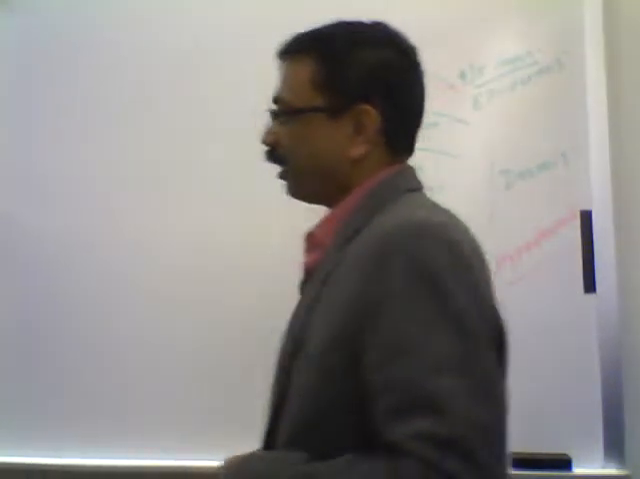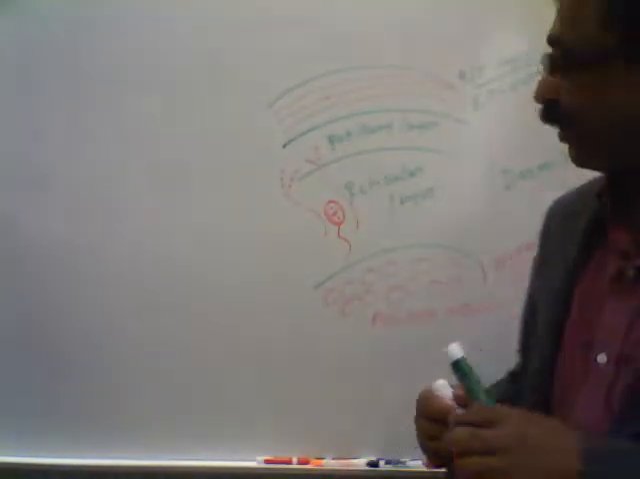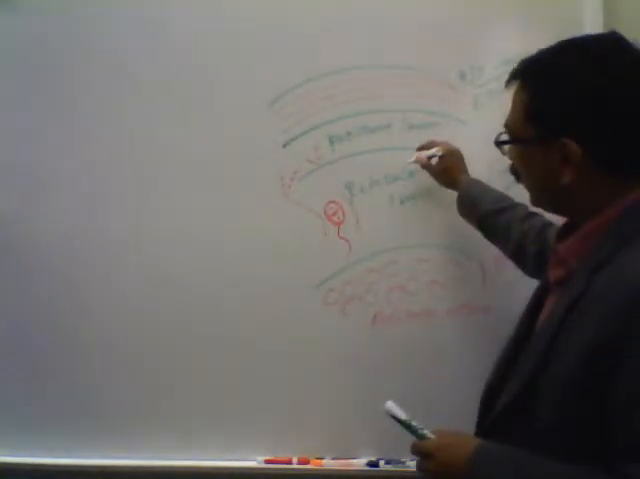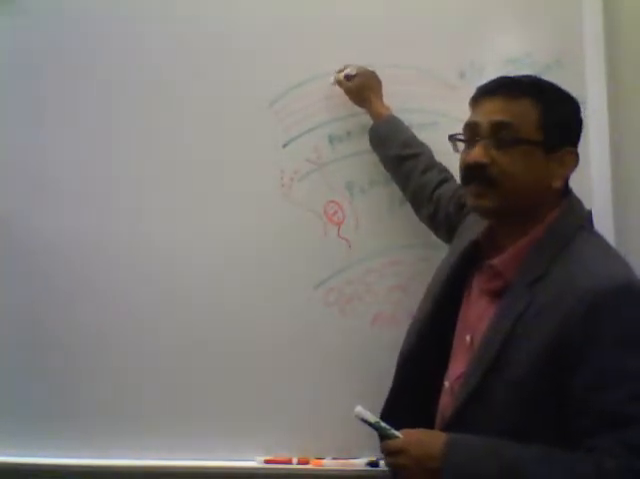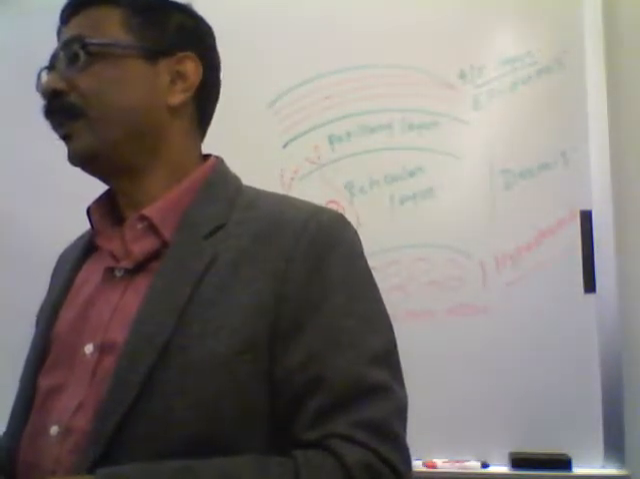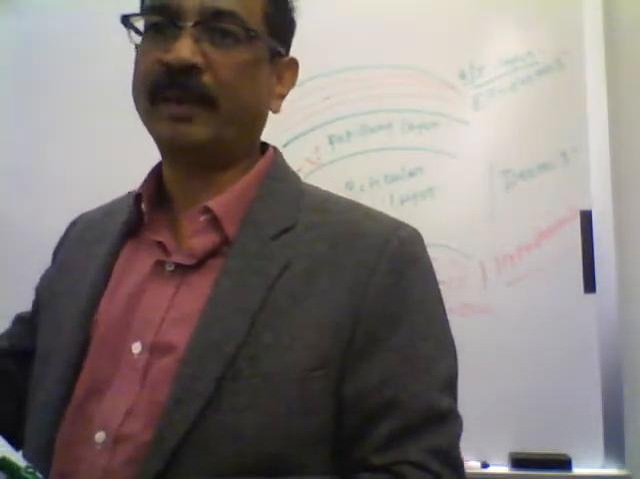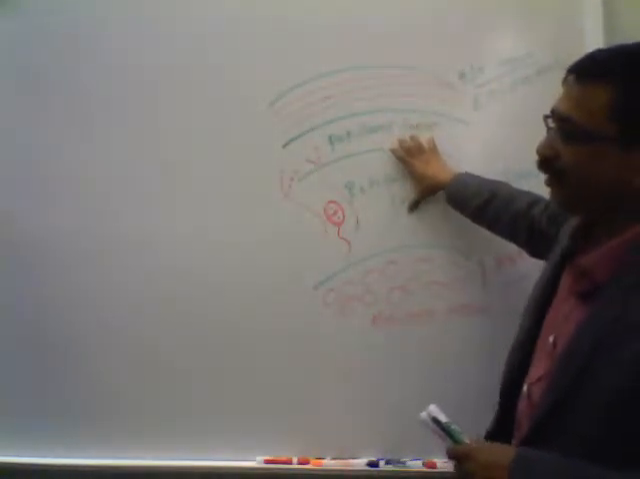Blood vessels are present in the skin, but remember, blood vessels are present only in the dermis, not in the epidermis. No blood vessels are present in the epidermis. Epidermis is avascular, absence of blood vessels. Only the dermis has the blood vessels.